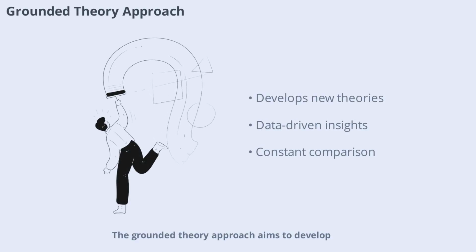Grounded theory approach aims to develop new theories based on data collected from participants. In educational psychology, researchers use this method to identify patterns and generate explanations for behaviors or processes observed in schools. Data collection and analysis occur simultaneously, with researchers constantly comparing new information to emerging themes. Grounded theory is especially useful when existing theories do not adequately explain a phenomenon. It allows for the creation of fresh, data-driven insights.